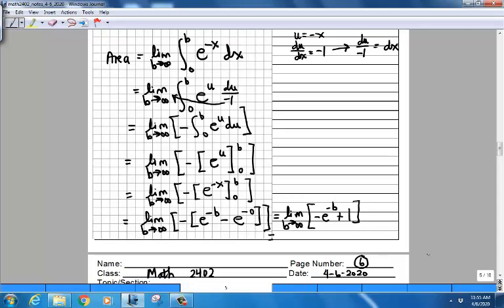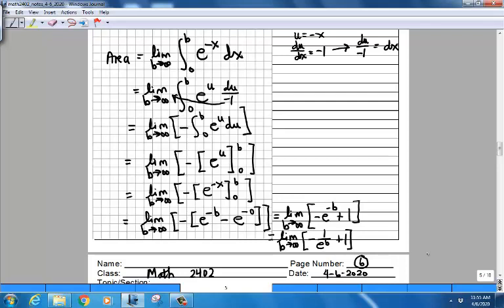But e to the minus b, I can rewrite that as well, because I can take the reciprocal, right? So I can write this as minus 1 over e to the positive b power plus 1. Now I'm ready to evaluate the limit. Okay, so I've got my definite integral simplified, right? It's minus 1 over e to the b plus 1.